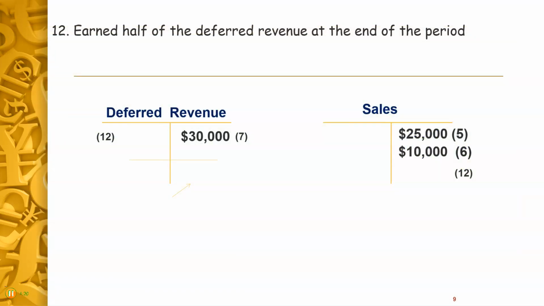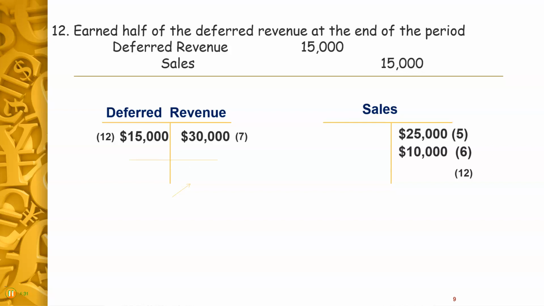So now let's assume we earned half of the deferred revenue. So we would debit deferred revenue because it's a liability, so we're going to decrease it, and we're going to increase sales revenue.